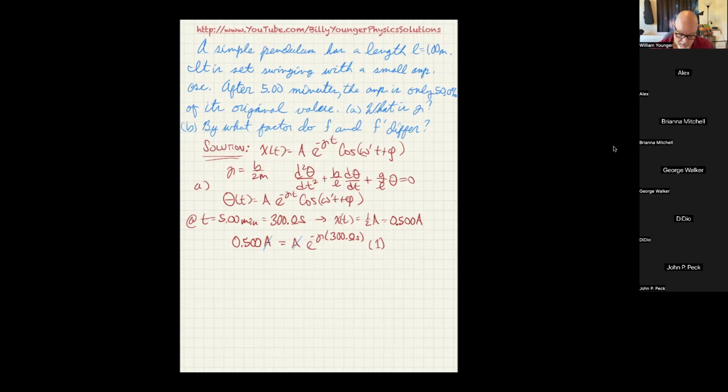Okay. All right. So we're trying to solve this now for gamma, because that's what part A wants. So I've now got an equation, and what I'm going to do is take the natural log of both sides. So I'll take the natural log of 0.500. And notice the a's had already canceled out. Now I'm taking the natural log of e to the negative 300 seconds times gamma.